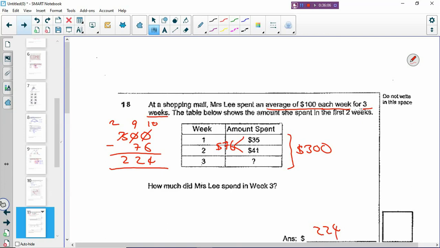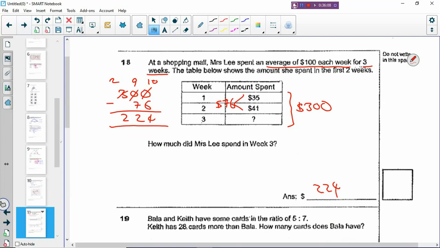Okay, so when there's an average given to you, then you can find the total. And how do you find the total? You take the average, multiply by how many weeks are given. Okay, the next one, ratio.